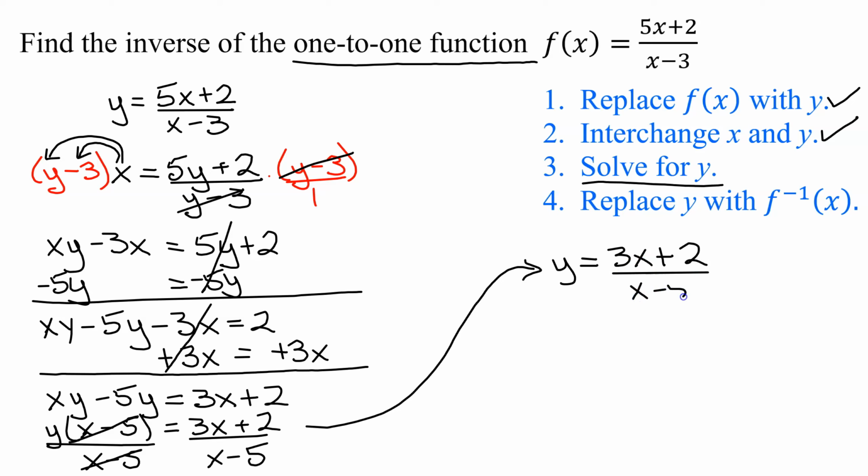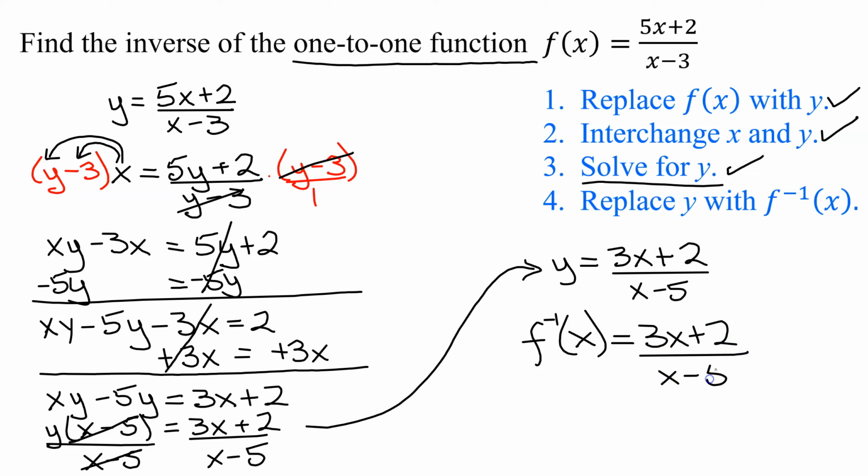So I've finally done step 3, and the last step is replace y with f inverse. So instead of y, I'm going to write f inverse, remember, which is f with a negative 1 exponent on it. So f inverse equals 3x plus 2 divided by x minus 5. So I found the inverse of my one-to-one function.